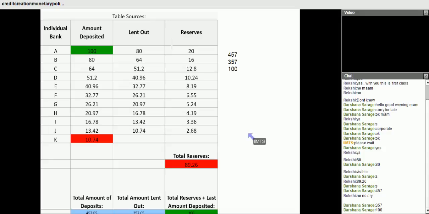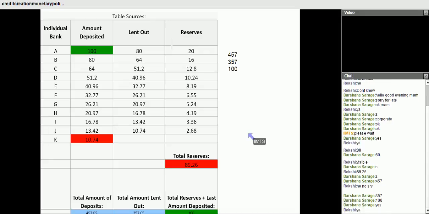Do you understand this credit creation? Rekshri, Darshana, are you sure?